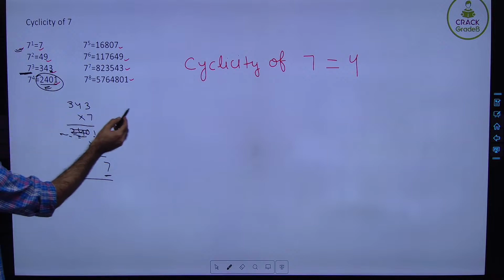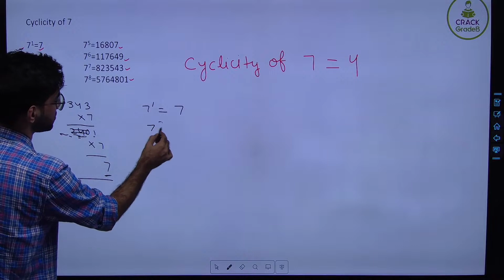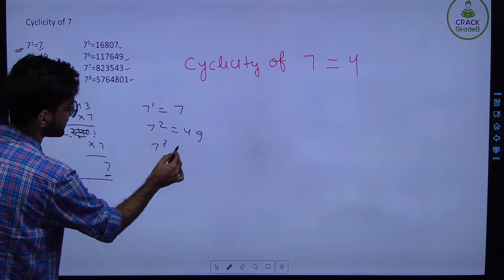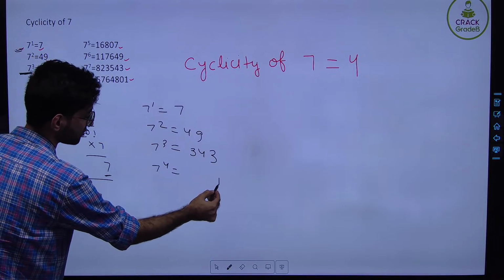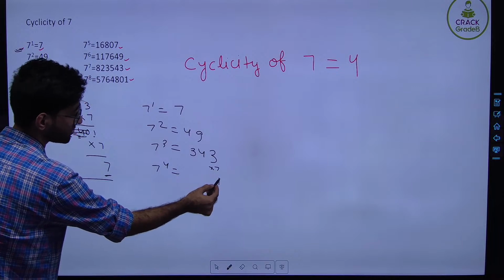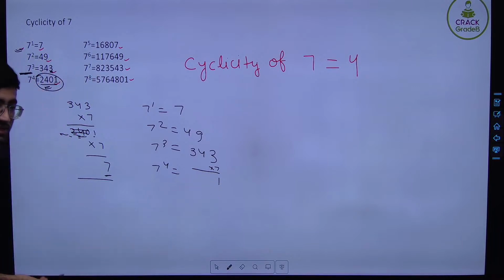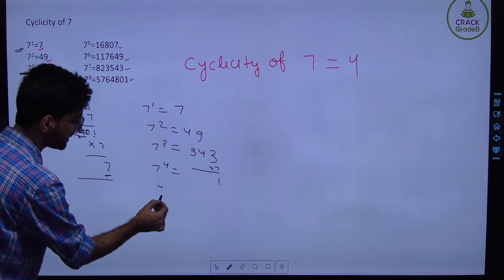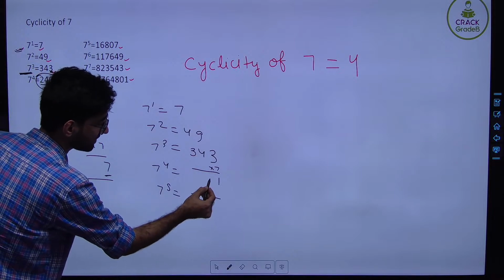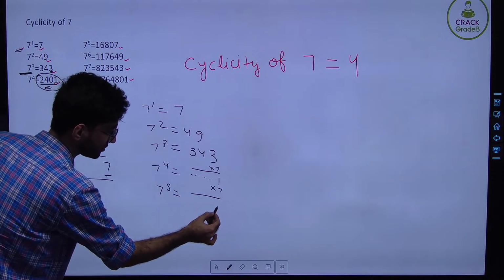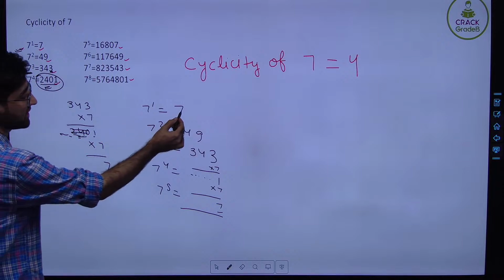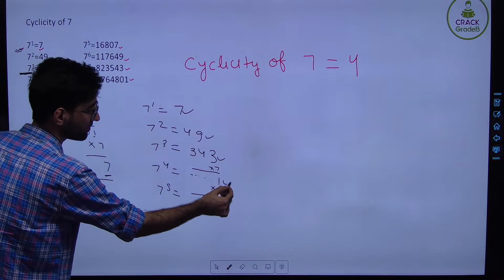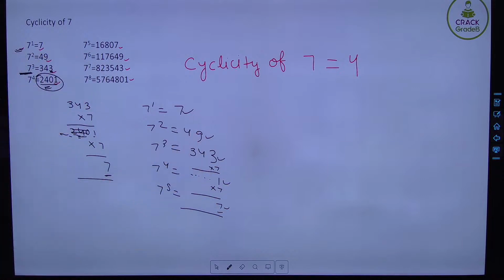Means you will be able to note that 7 to the power 1 is 7, 7 square is 49, 7 cube is 343. And suppose you forgot what 7 to the power 4 is, you will still know that 1 will come at the unit place. Why? Because 3 into 7, obviously 1 will come at the unit place. Then again 7 to the power 5. Even if you don't know these values, if you multiply by 7, you will find that 7 will come at the unit place. Now you will be able to say that again 7, 9, 3, 1, 7 means the cyclicity of 7 is 4. Any doubt?